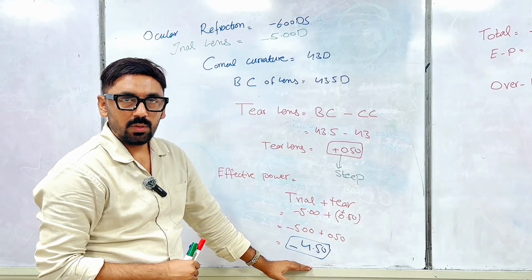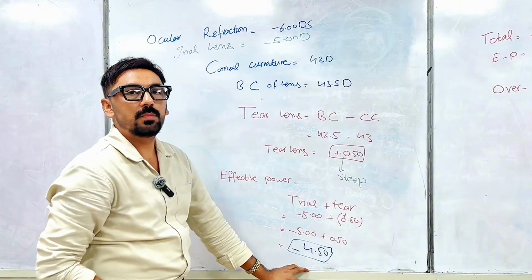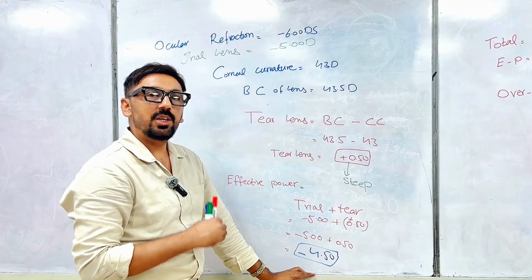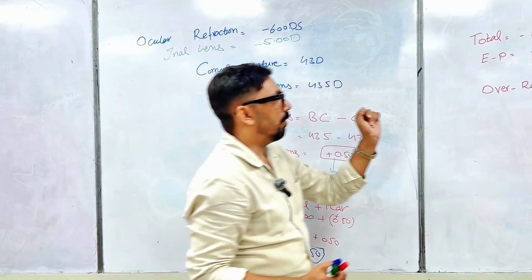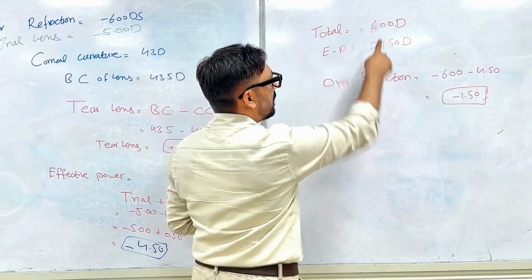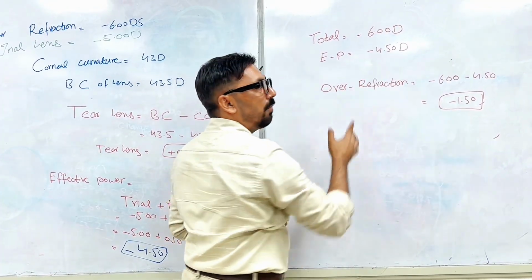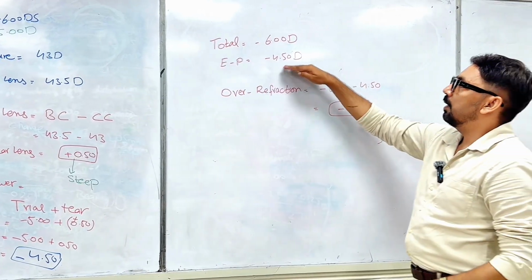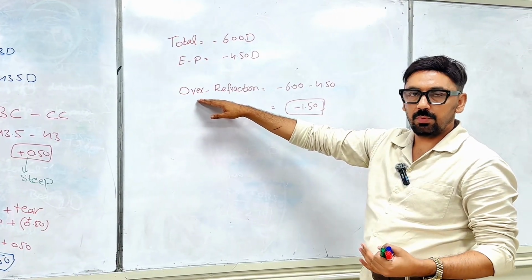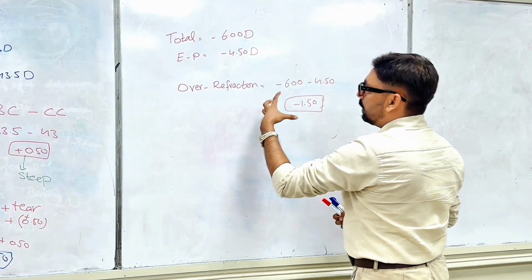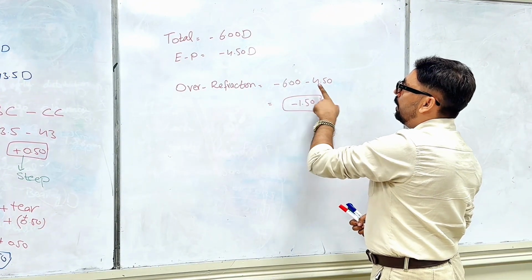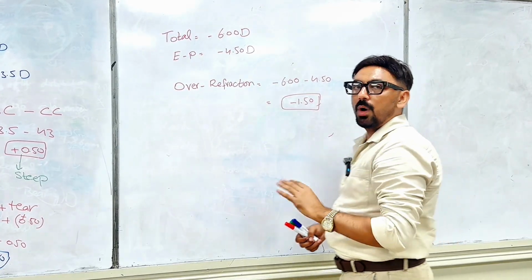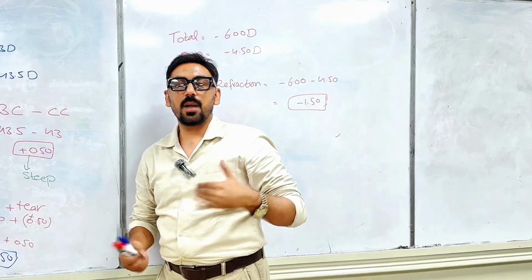That -4.50 is my effective power, right? But I required -6, and I have only -4.50. So how does the additional power come? With the help of the over-refraction. The requirement is -6, and I have -4.5 in the form of the tear lens and the trial lens. Then I will perform over-refraction. If I subtract -4.5 from -6, the resultant will be 1.50. So that 1.50 I have to give in the form of trial lenses, and that is called the over-refraction.